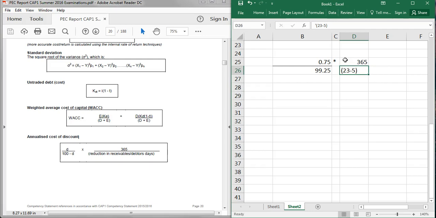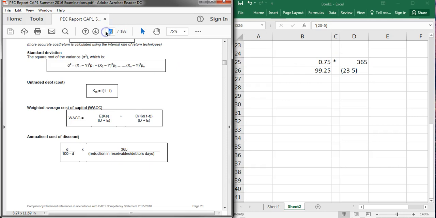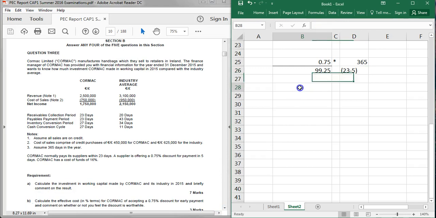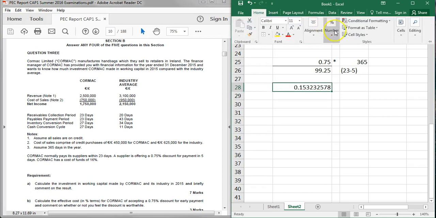So that formula was given, and a lot of students didn't realise that in the exam, and they didn't score well. So the true annual cost of that discount, if we do it out, is 0.75 divided by 99.25 times 365 over the difference there, which is 18. This is what it tells us the true annual cost of receiving this discount, because this is what we're getting from our suppliers, is 15%, or just over 15%. So that's telling us if we take this discount, it's worth 15.3% to us.